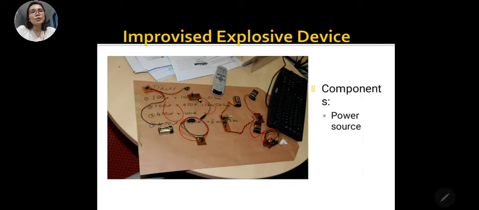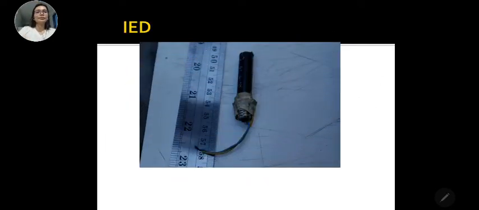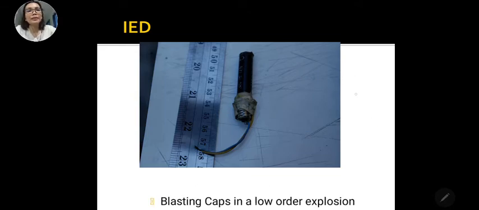So we have the following components. We have the power source, initiator, explosives, the switch. So ito yung mga components ng tinatawag natin na IED. So this is an example of an actual IED recovered in a crime scene.